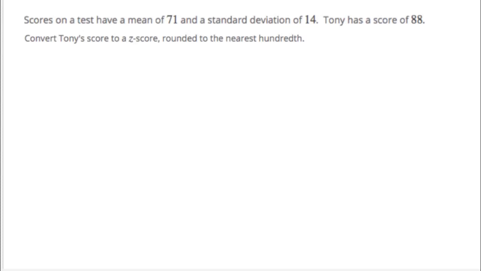Okay, another discussion board question. Hannah, the scores on the test have a mean of 71 and a standard deviation of 14. Does that make you think of any kind of picture we could draw? The bell curve. Here we go. You like my lovely bell curve? It's not symmetric. They never are when I draw them quickly.